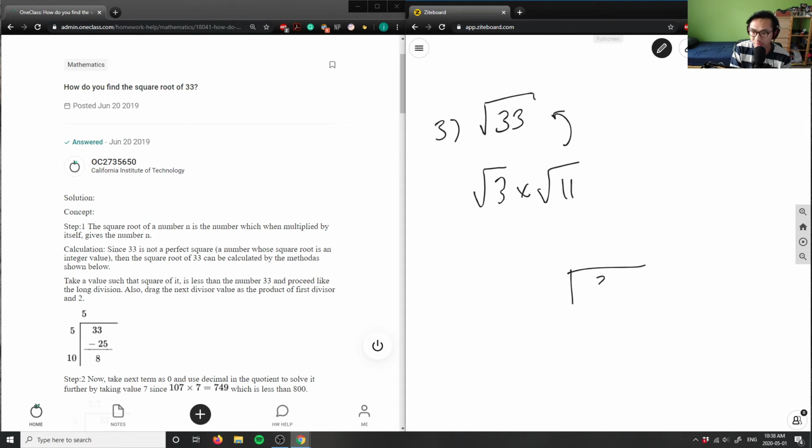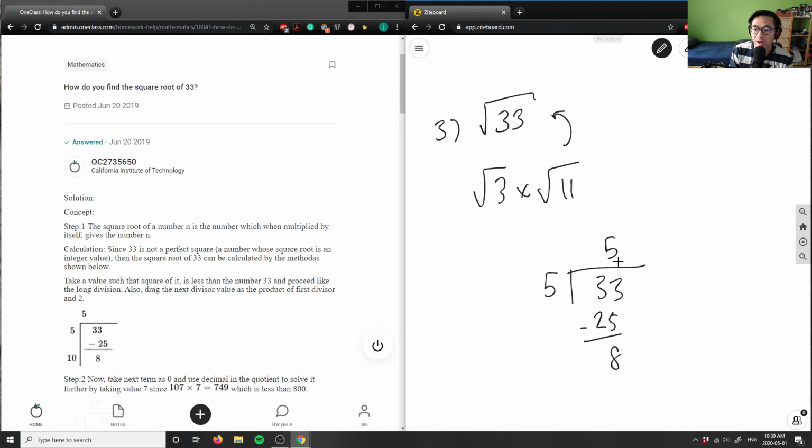So I'm going to have 33 here, and I'm thinking of a number that would square into 33. The closest square would be 5, right? I wouldn't have 6 because 6 squared is 36. 5 squared would be 25. So I have a 5 here, and 25 here. Subtract these two numbers, I would get 8.